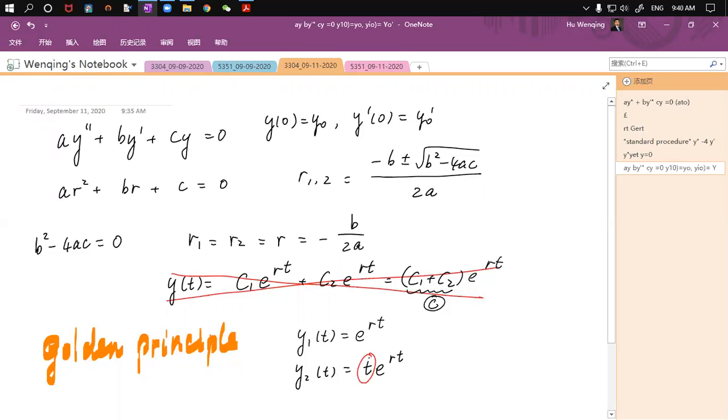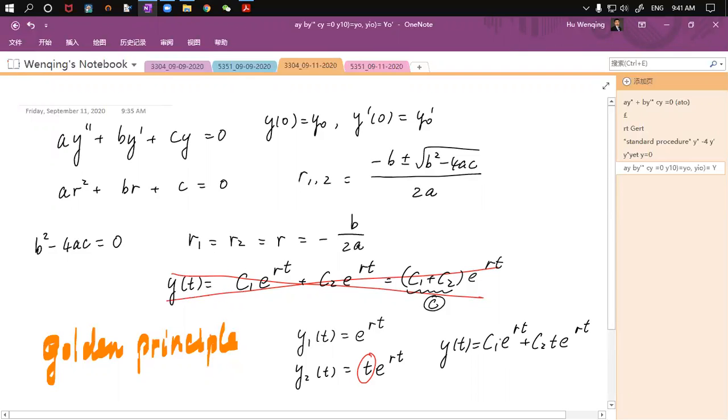As long as you insert a t, you can say that the general solution takes the form C1 e^(rt) plus C2 t e^(rt). That's your general solution. Then you put in the initial conditions and find the solution. That's what we call the golden principle. The reason we say golden is that whenever you're lacking roots, you're lacking solutions, because you want to build a solution from each root and then combine them by linear combinations.